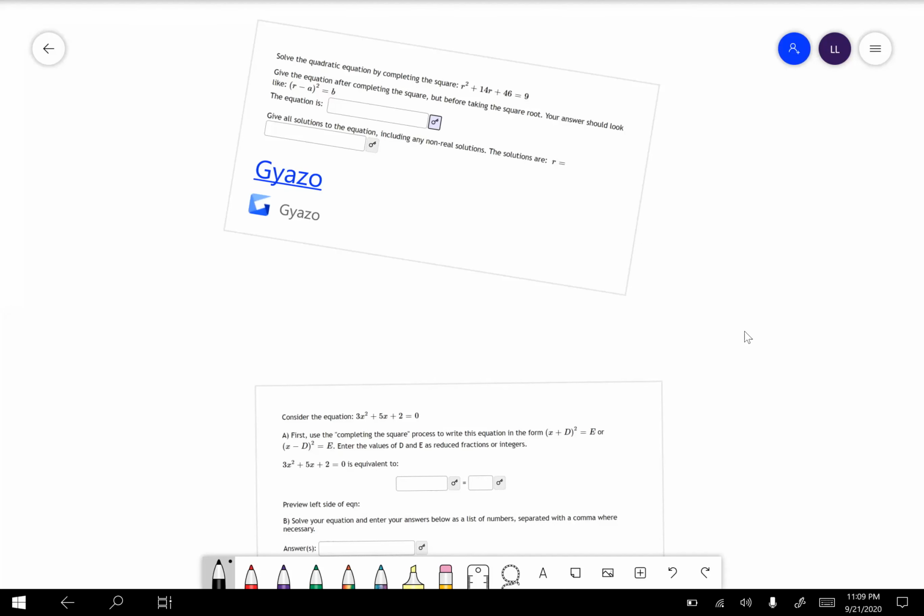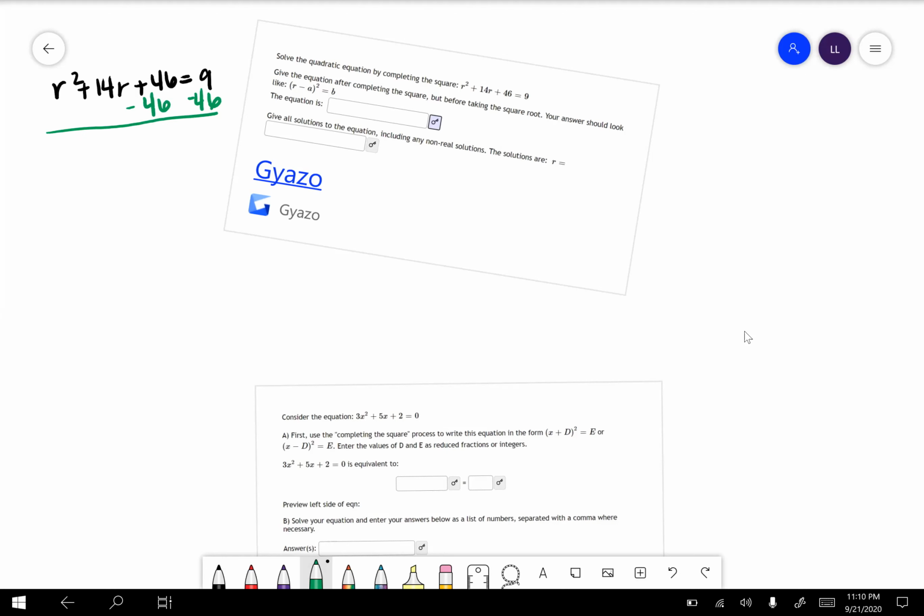All right, so in this problem, it's a little different in that we have r squared plus 14r plus 46 is equal to 9. So we're going to have to move that 46 over to the other side. So let's go ahead and start by writing it down so that we can move what we need to move. So r squared plus 14r plus 46 equals 9. We're going to subtract 46 from both sides.